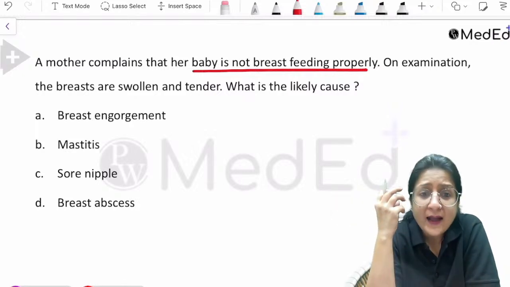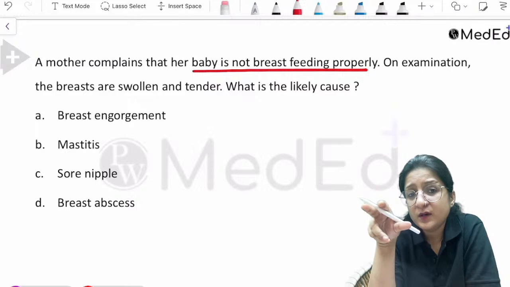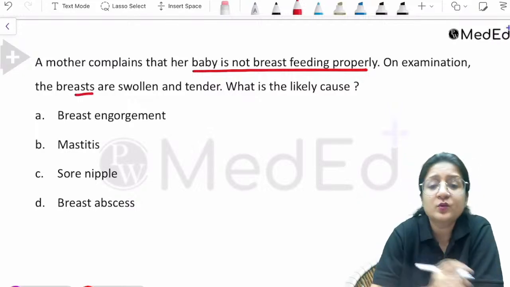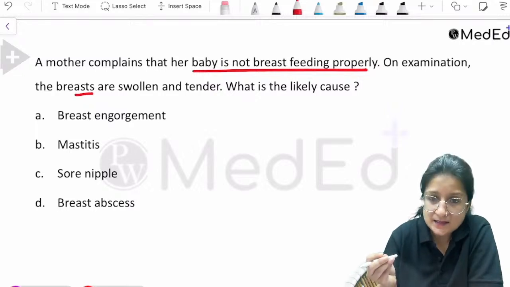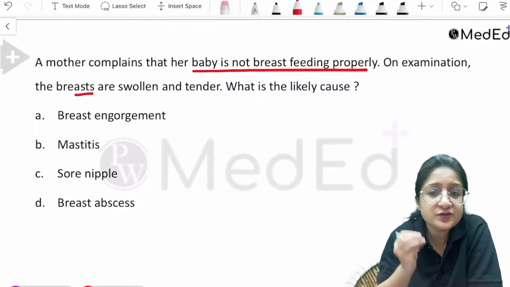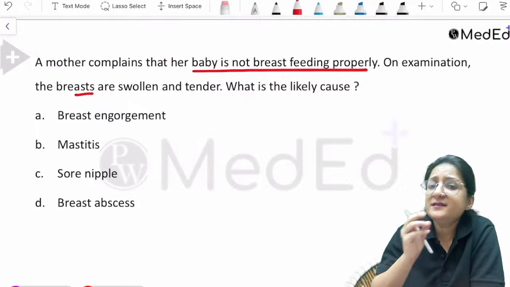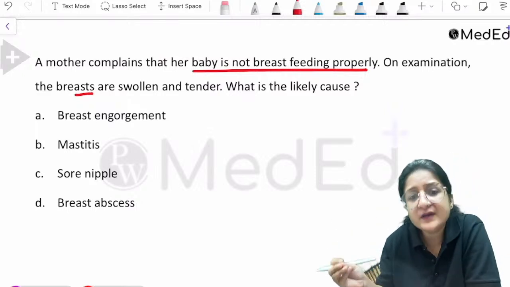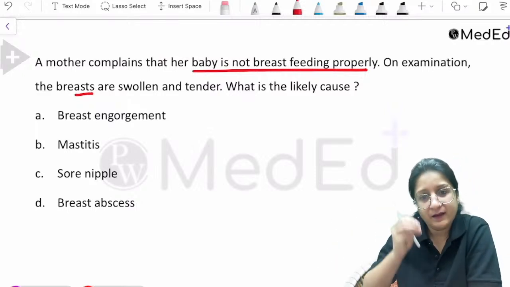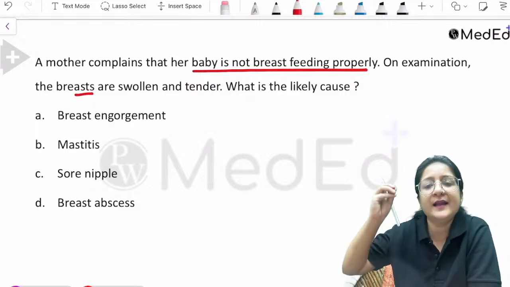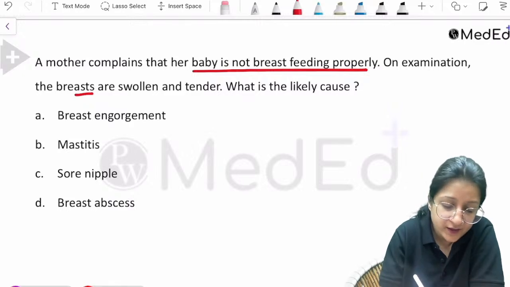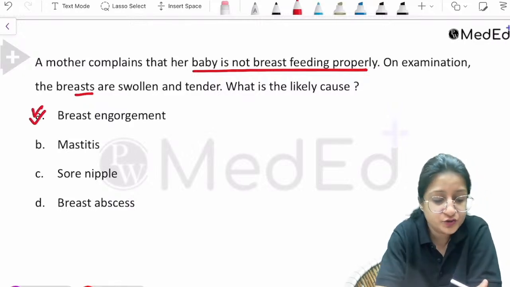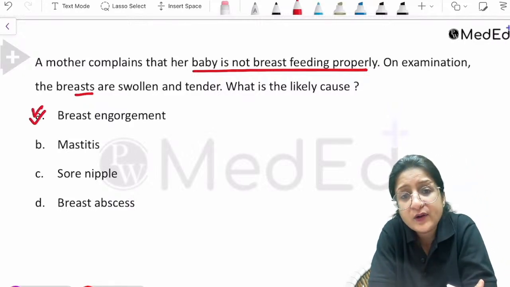Okay, so here the problem is that the baby is not feeding properly. And both the breasts are swollen and tender. You see, they say breasts are swollen and tender. So if there is mastitis, that is infection and inflammation of the breast tissue, it is most likely going to be unilateral. And itis, inflammation, infection, will have fever. Okay, so most likely cause is going to be breast engorgement. That is going to be your answer here.